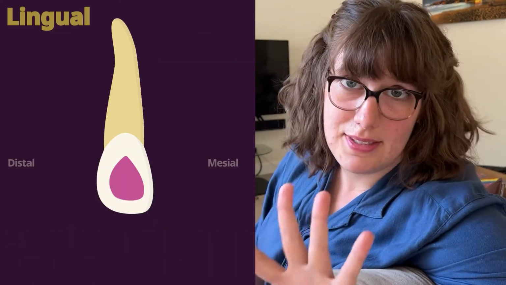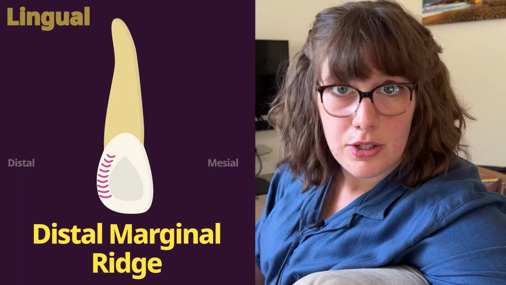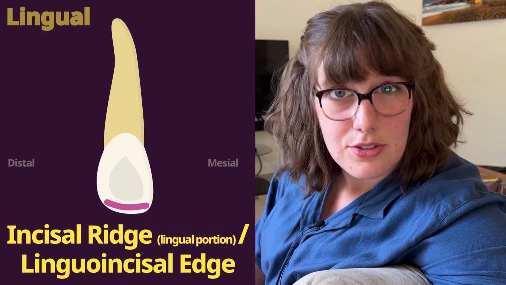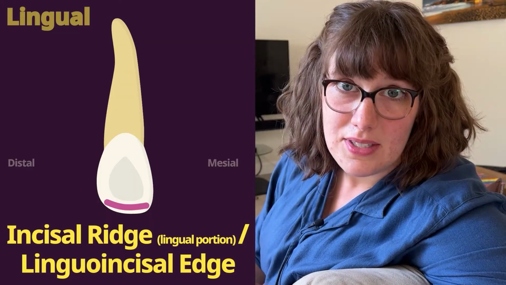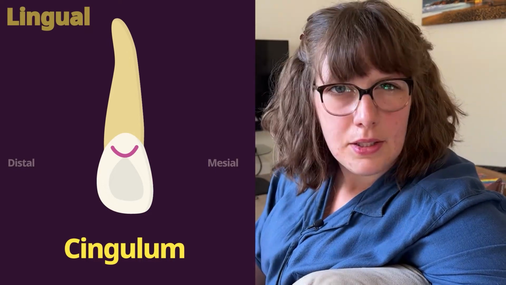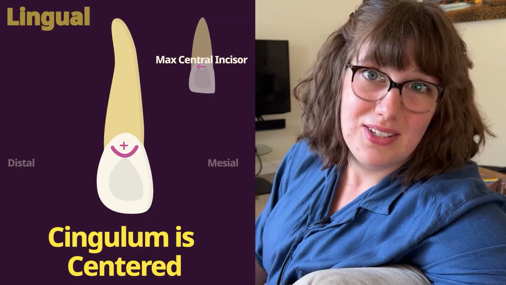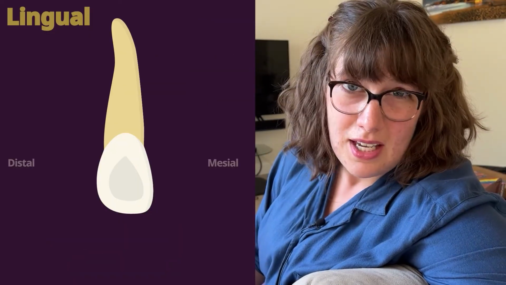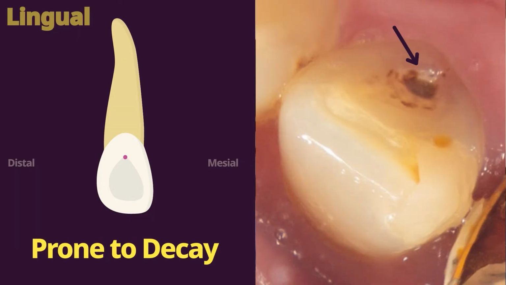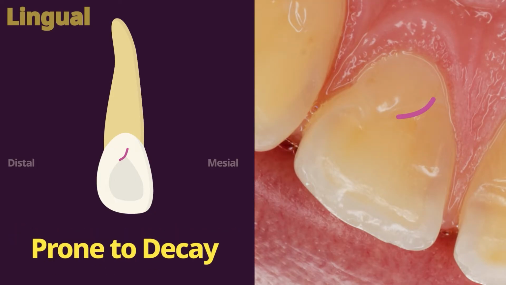It is still bordered by the same four things: mesially by the mesial marginal ridge, distally by the distal marginal ridge, incisally by the lingual aspect of the incisal ridge or the linguo-incisal edge, and then cervically by the cingulum. The cingulum is centered, unlike the maxillary central incisor where it was displaced to the distal. For the maxillary lateral incisor, there's often a pit in the lingual fossa that is very prone to decay. There's also often a groove in the cingulum, which is prone to decay.